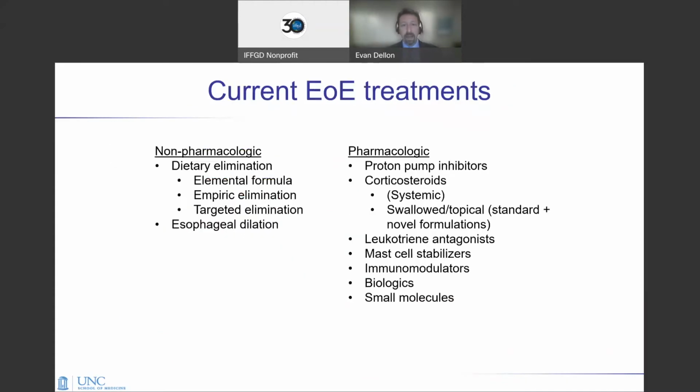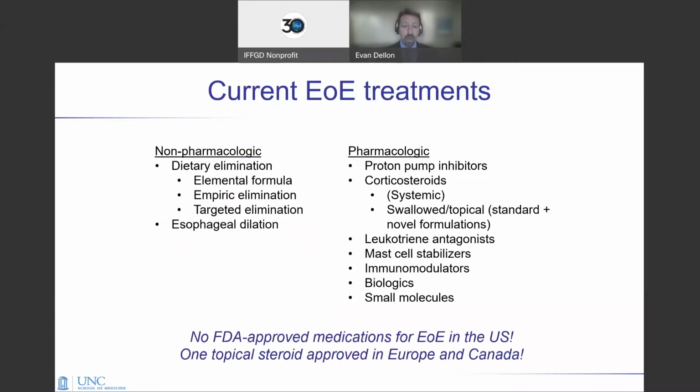Now, switching tacks for the last few minutes just to the current EOE treatments. We have both treatments that are non-pharmacologic that don't involve medications. This is diet modifications or stretching the esophagus, and some treatments that involve medications. And there's a long list of different medications that you can use. Unfortunately, we still don't have any medicines that are approved for EOE treatment in the US by the FDA, but there is a topical steroid medication that is approved in Europe and Canada. And I'm going to talk briefly about some of the medications, including the proton pump inhibitors, the topical steroids, and then some of the non-medicine options, including the diet elimination and dilation.